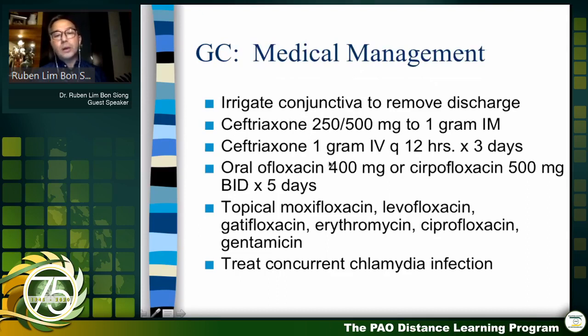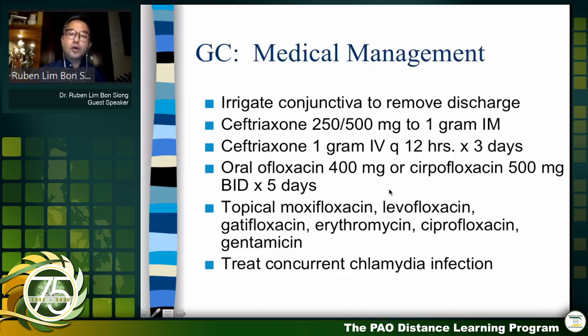For adults, we give 1 gram of ceftriaxone injection, IM. For neonates, less. Or you can give it IV, which is another option in patients with severe involvement, with rupture or bilateral involvement with corneal melt. Maybe you want to admit them and give IV ceftriaxone.